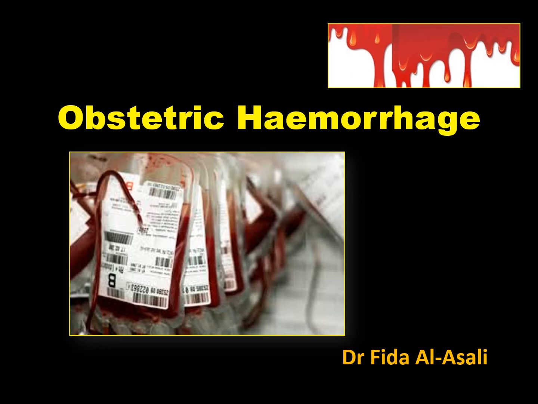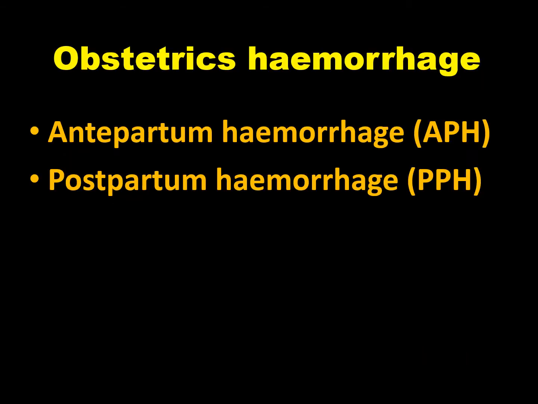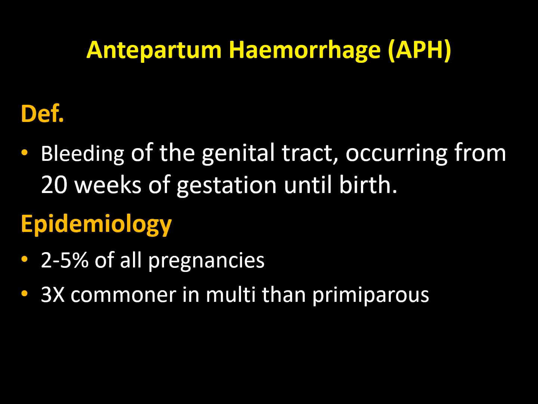Obstetric hemorrhage is one of the common topics in obstetrics. It includes antepartum hemorrhage and postpartum hemorrhage. Antepartum hemorrhage is defined as bleeding of the genital tract from 20 weeks of gestational age until birth. It affects 2 to 5% of all pregnancies, and it is 3 times commoner in multiparous compared to primiparous.